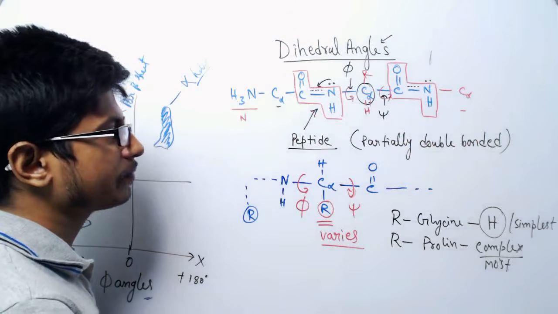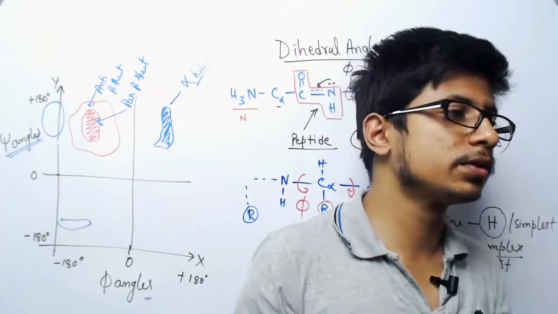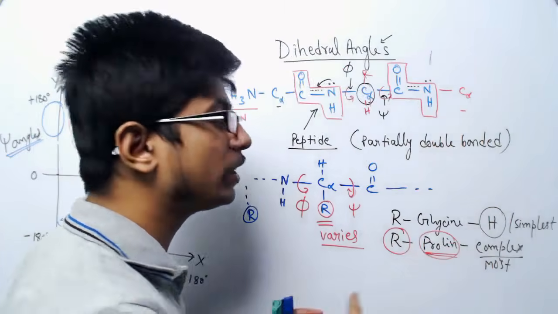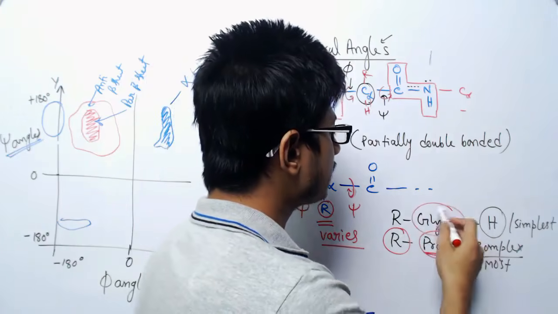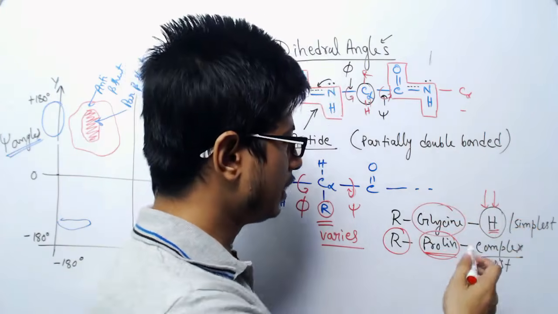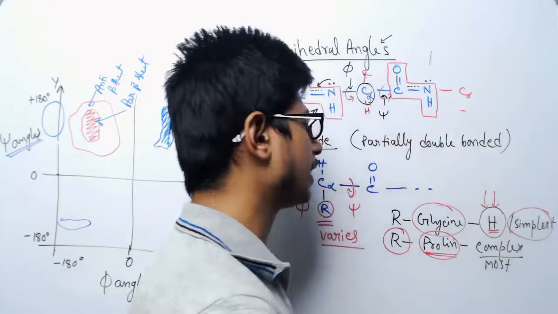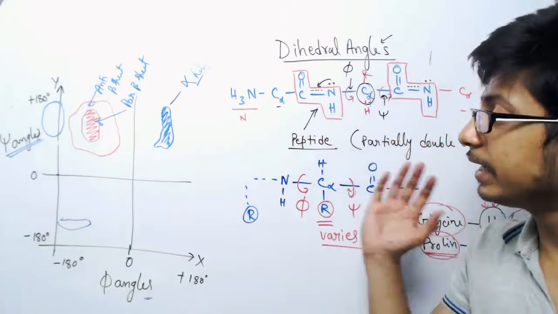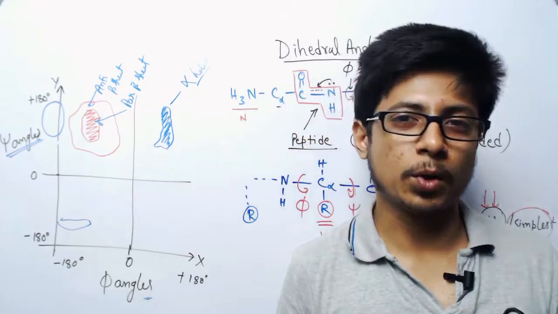Another thing that regulates how these amino acids are going to rotate around those phi and psi bonds is the R group. If the R group is proline, in that case the freedom of rotation is restricted because proline is a bulkier group. If the R group is glycine, the R group is only H, a very small group, so the freedom of rotation for glycine is higher. So this is the idea behind the Ramachandran plot and protein structure, and why the Ramachandran plot is important.